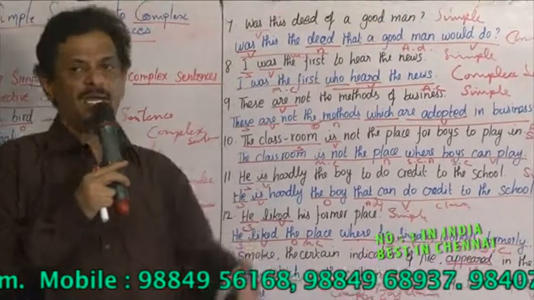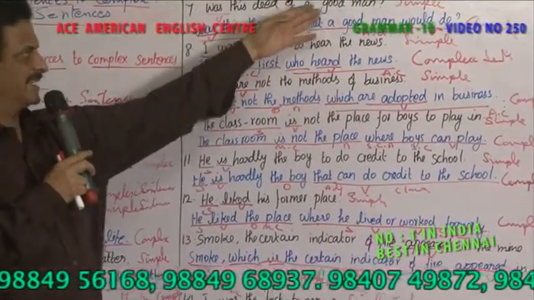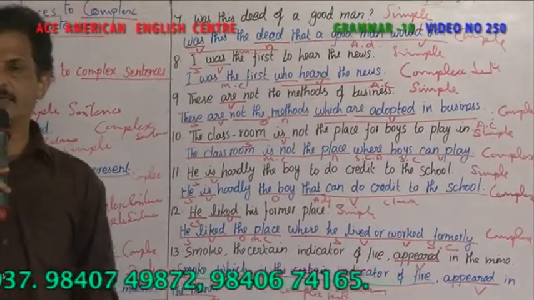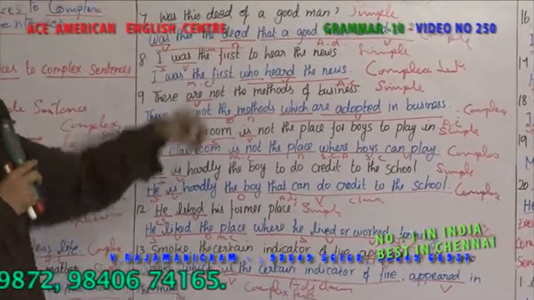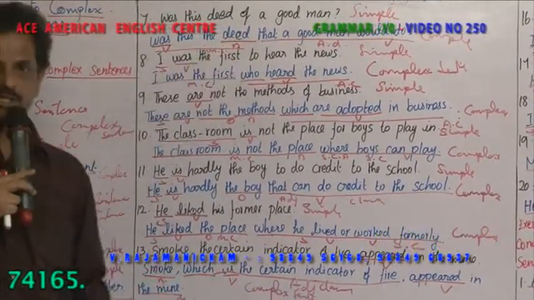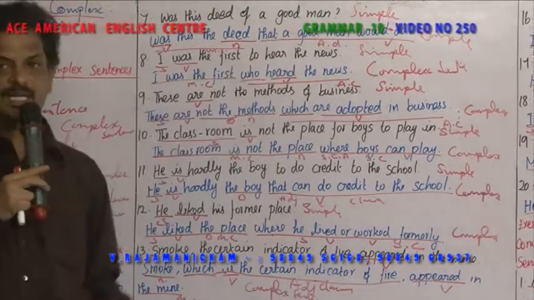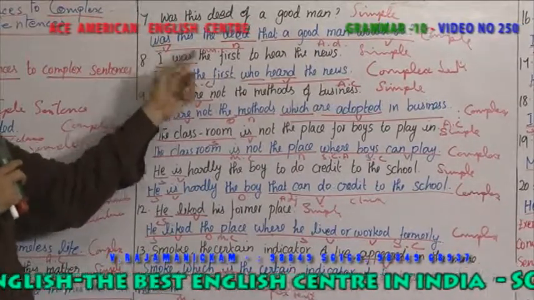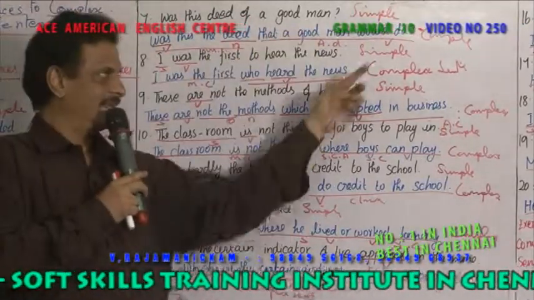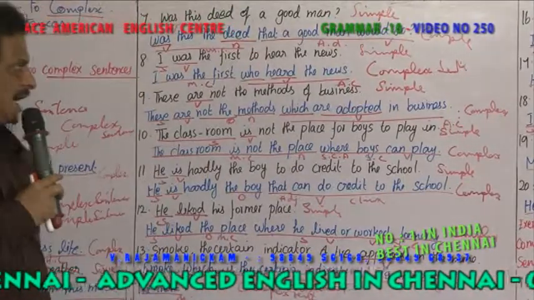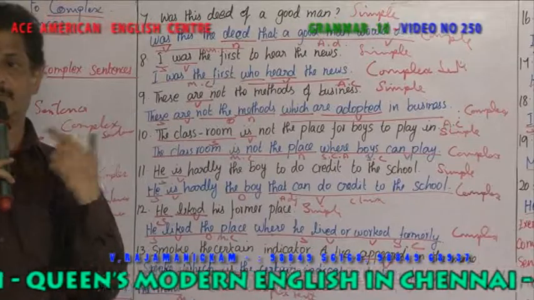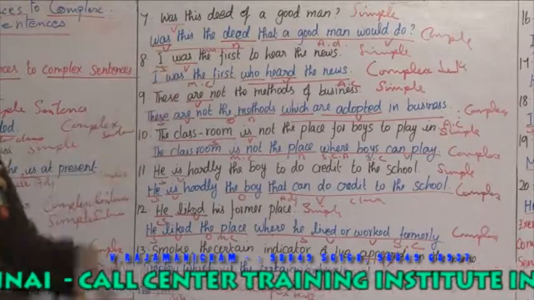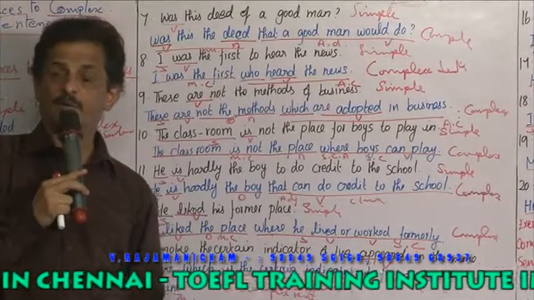Was this deed of a good man? Deed-னா என்ன, செய்கை. இது ஒரு பெரிய மனிதன் செய்கையா என்று கேட்கிறீர்கள் கேள்வியாக. Was என்பது வினைச்சொல்லாக வருகிறது, ஒரே verb ஆக simple வாக்கியம். Was this the deed that a good man would do, இது ஒரு செய்கையா, ஒரு நல்ல மனிதன் செய்யக்கூடிய செய்கையா. ஆக would do என்பது ஒரு வினைச்சொல், was என்பது வினைச்சொல், அந்த செய்கையை பற்றி விவரிக்கக்கூடியதாக இருக்கிறது. ஆக இது complex வாக்கியம். அடுத்ததாக I was the first to hear the news, நான் தான் முதலாவதாக அந்த செய்தியை கேள்விப்பட்டேன். To hear என்பது வினைச்சொல் அல்ல, was என்பது வினைச்சொல், ஒரே வினைச்சொல். ஆக இது simple வாக்கியமாக கருதப்படுகிறது.